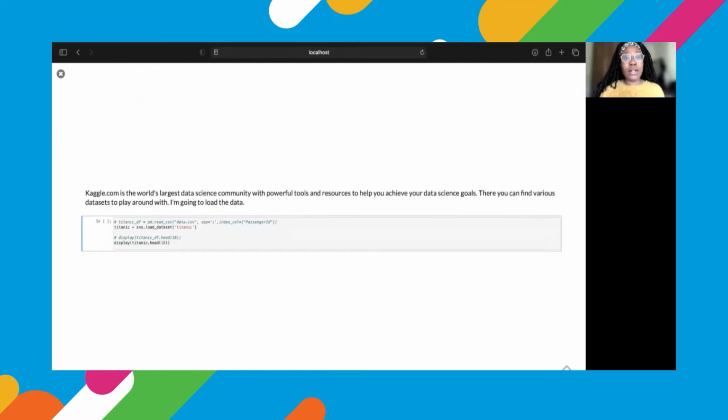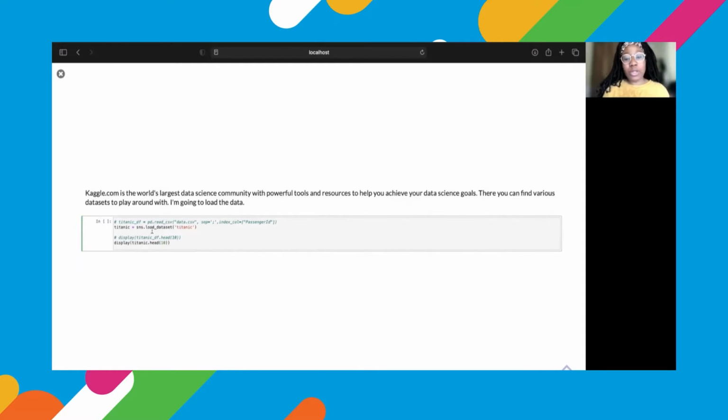Kaggle is the world's largest repository of data sets. So if you're really interested in analyzing data, I would urge you to look up kaggle.com, and there you can find a lot of data sets, a lot of code as well, that would help and assist you in analyzing a data set.